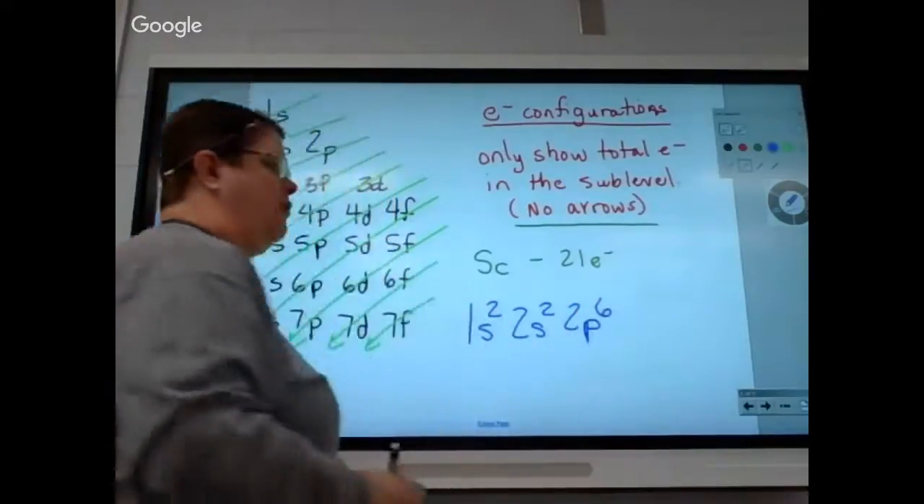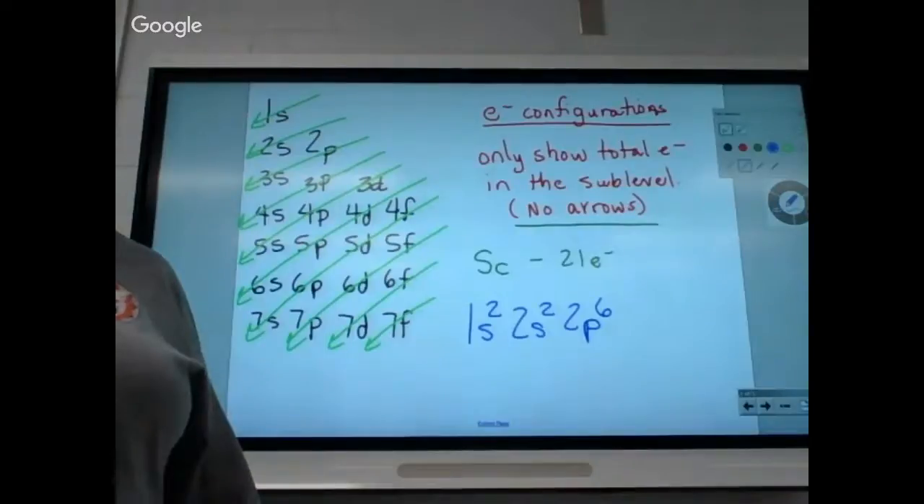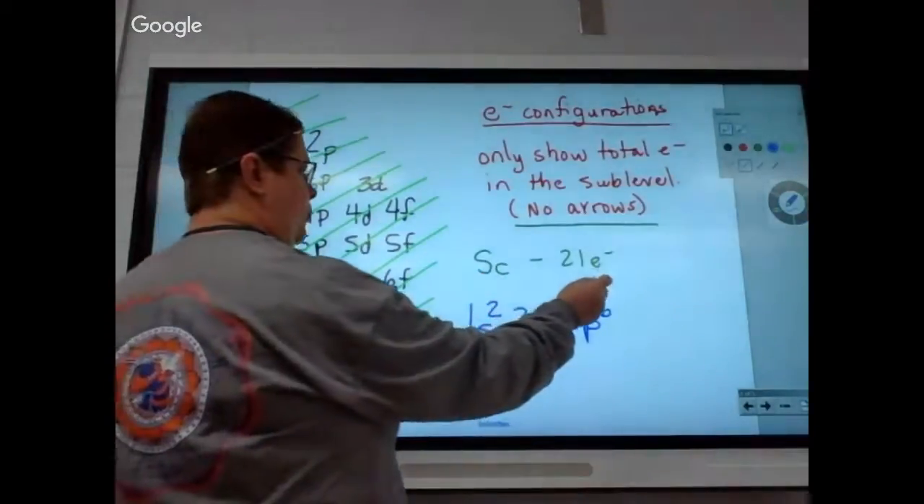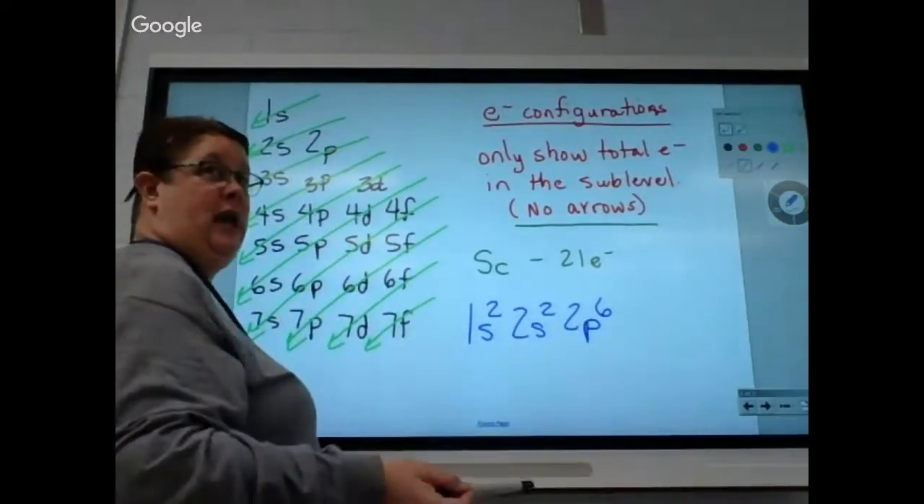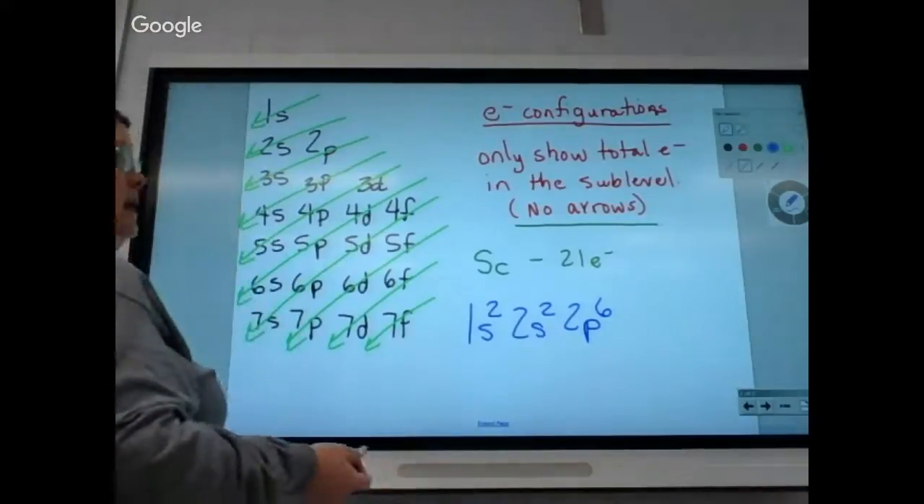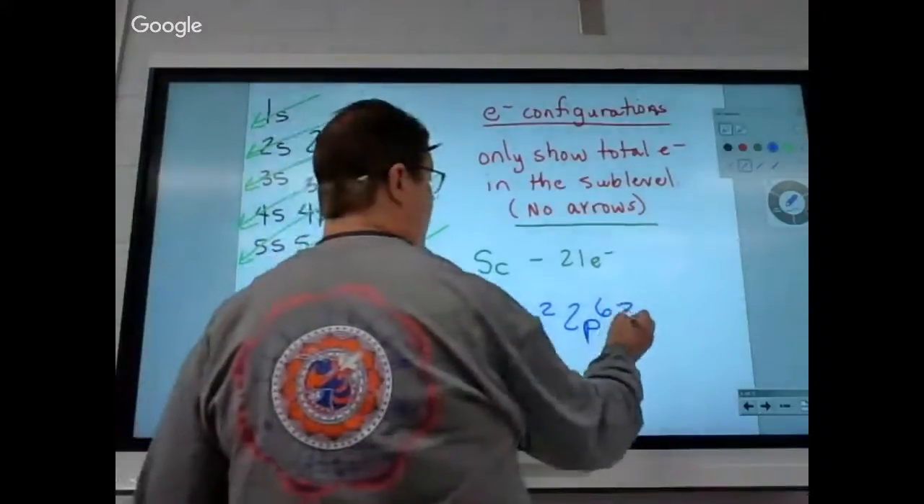Now, how many electrons have we placed so far out of our 21 before we get carried away? 10. 2 plus 2 plus 6 is 10. Okay? So we've done 10 out of the 21. We're not finished. Go back to the chart. What comes after 2P? How many can go in S?